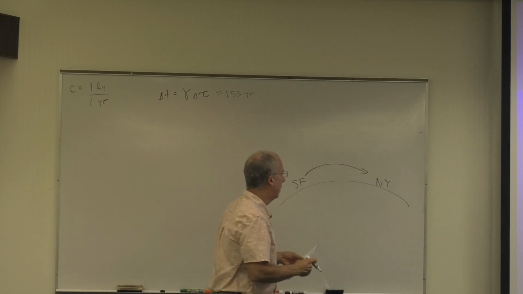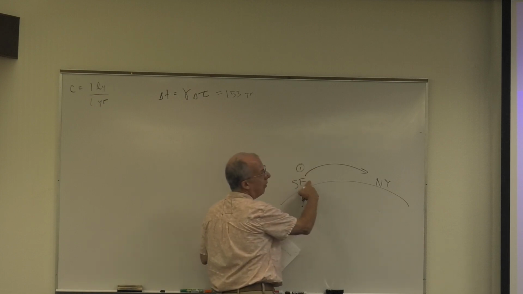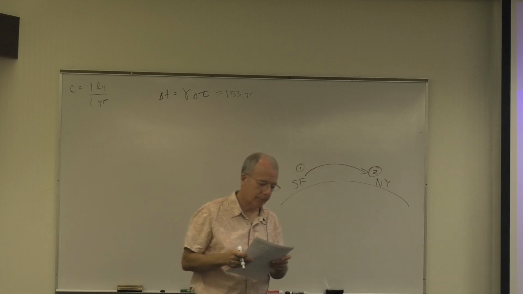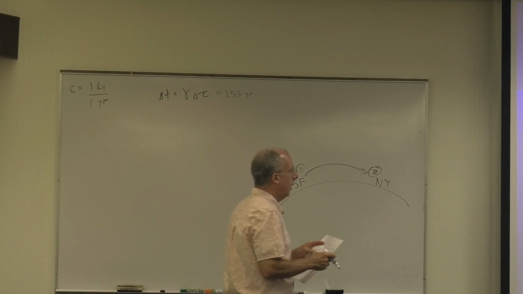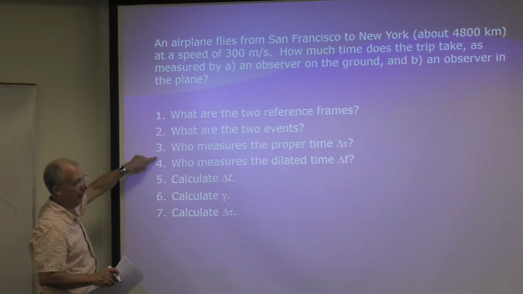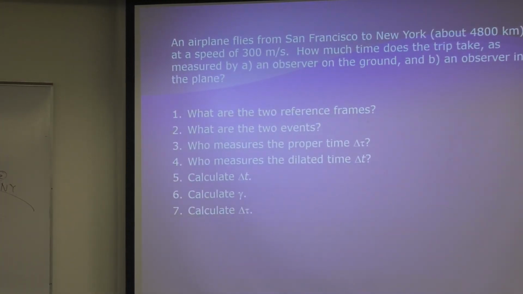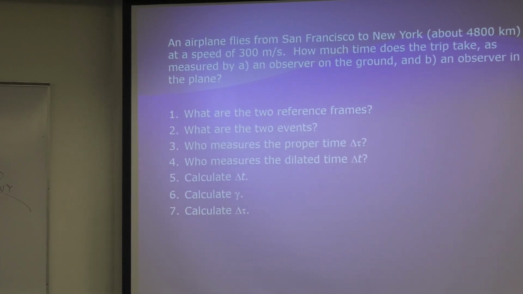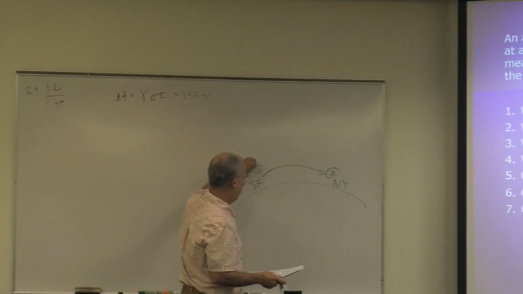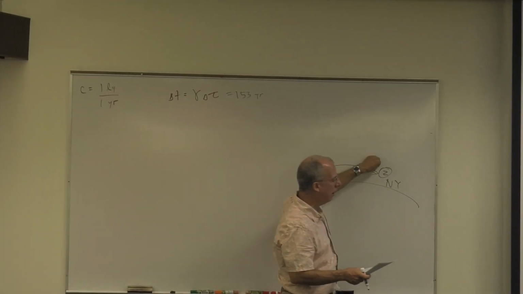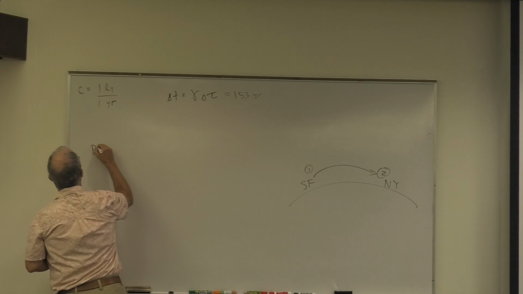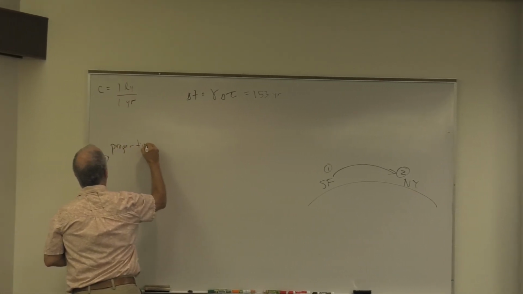What are the two events? When the airplane leaves San Francisco, and when the airplane arrives in New York City. So takeoff and landing, however you want to call it. Now you have to get these questions right in order to solve the problem. This is the crucial one. Who measures proper time? It's the airplane, because the airplane is right here at event 1, and right there at event 2. So proper time is measured by the airplane.